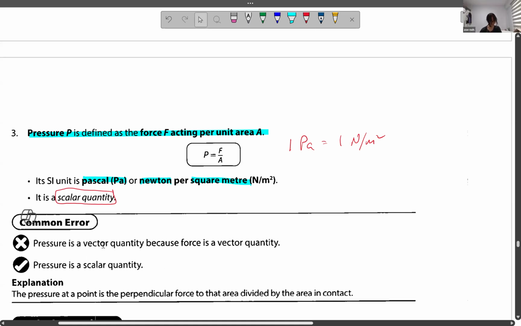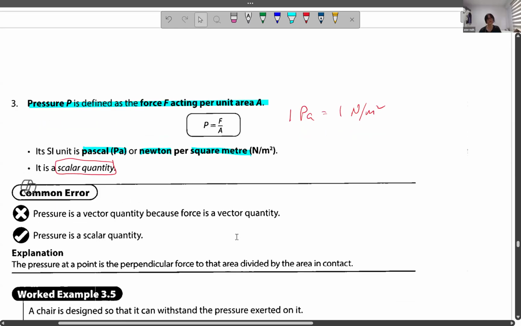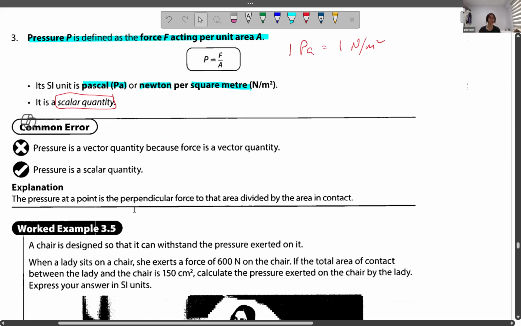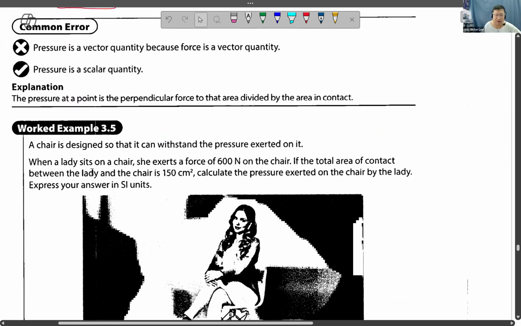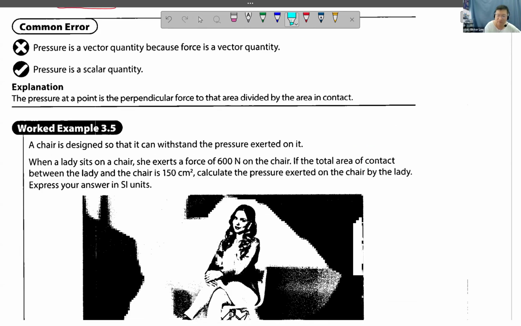So pressure is a vector? Of course not. Force is a vector, yes, but pressure is not. Okay, let's look at how to calculate pressure. A chair is designed so that it can withstand the pressure acting on it. A lady sitting on a chair exerts a force, let's highlight the force, 600 Newton. The total area of contact is 150 cm square. Calculate the pressure exerted. So in simple, pressure equals force over area.